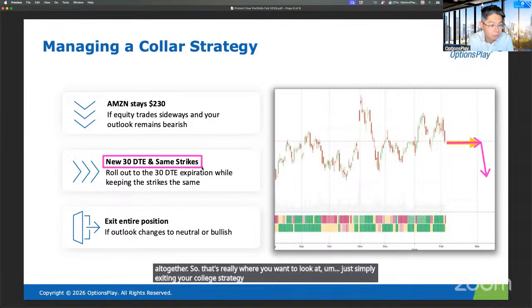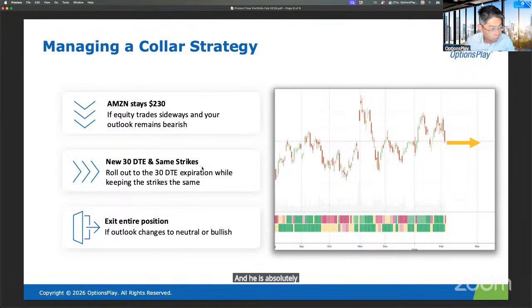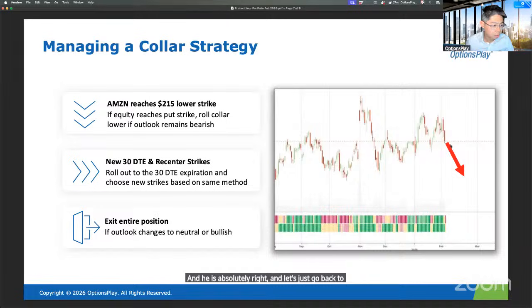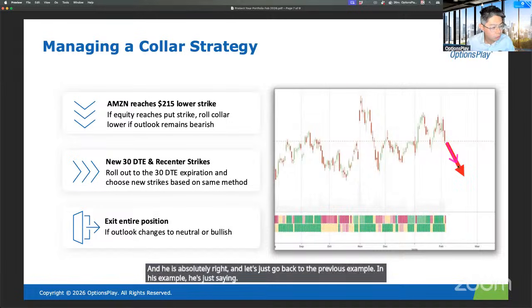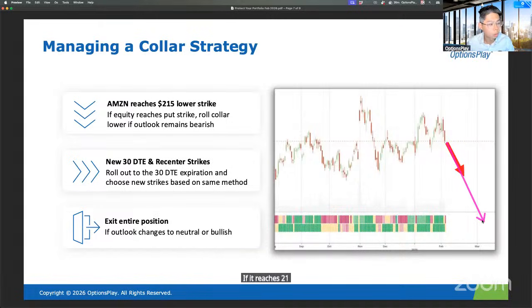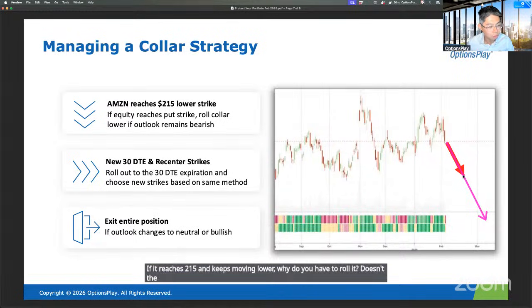And Edward's asking a really good question. He's saying, wouldn't the put continue to protect you after you reach your strike price? And he is absolutely right. And let's just go back to the previous example. In his example, he's just saying, if it reaches 215 and keeps moving lower, why do you have to roll it? Doesn't the put option just protect you against further downside? And he's absolutely right.